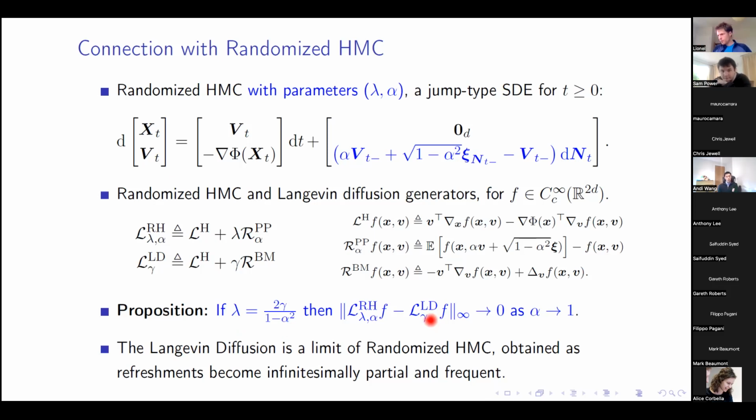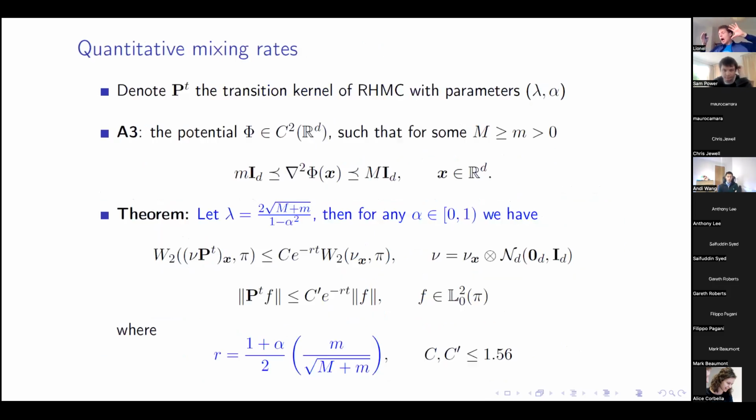Right. Okay, so in other words, Langevin diffusion can be seen as a limit of randomization C if you get partial and frequent refreshment. That's it. Right. So there's an intuitive explanation for it. And then we can ask ourselves, well, it's a theoretical abstract result, but in terms of convergence of this continuous time stochastic process, can we say something about their convergence rate?